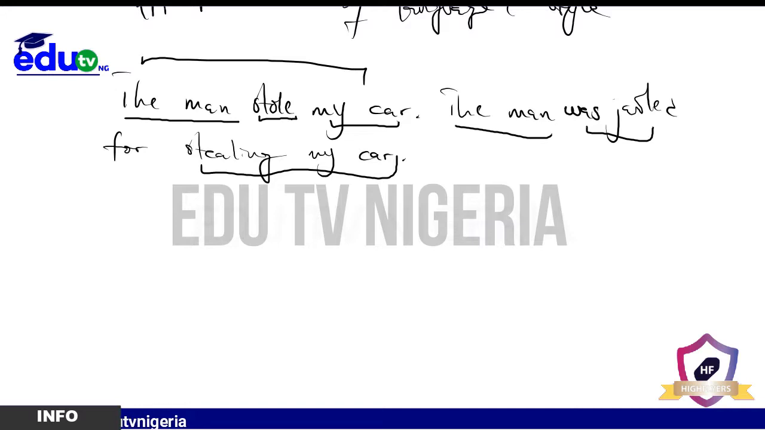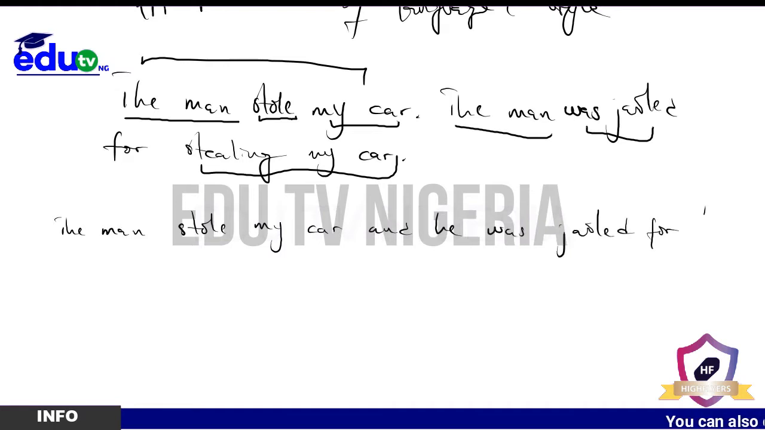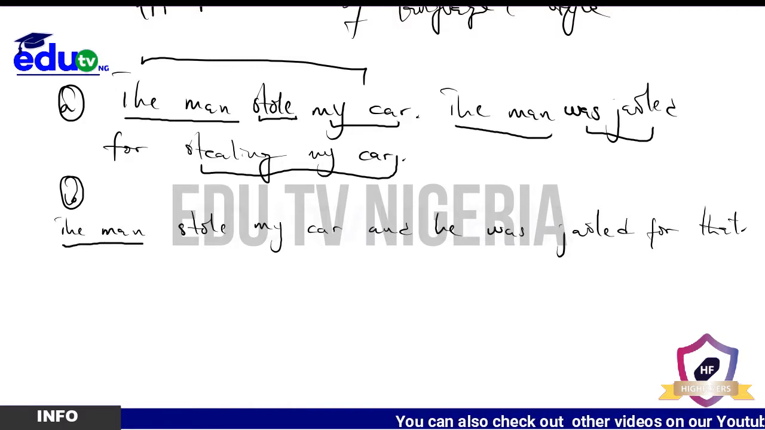Am I right? Now look at another sentence that expresses the same thing with reduced words this time around and with an instance of cohesion. The man stole my car and he was jailed for that. Now, if you follow the whole of this sentence, you realize that in the first sentence, let's say A, and this is B. In sentence A, we have the man stole my car. The man was jailed for stealing my car. So the man was repeated in the second sentence. But look at this place. The man here is being replaced with he, a personal pronoun that refers to the subject of the first sentence.